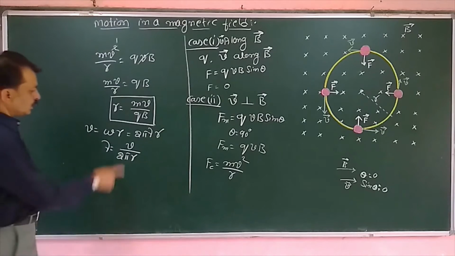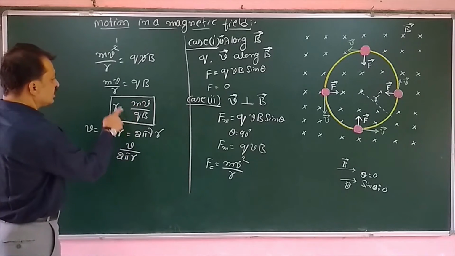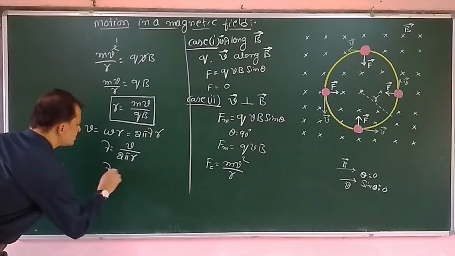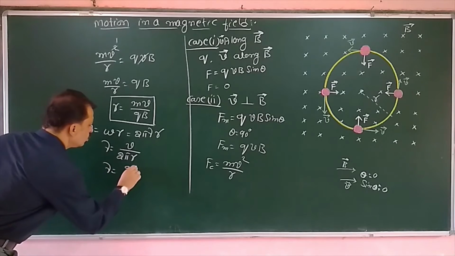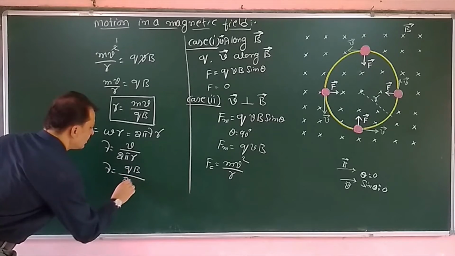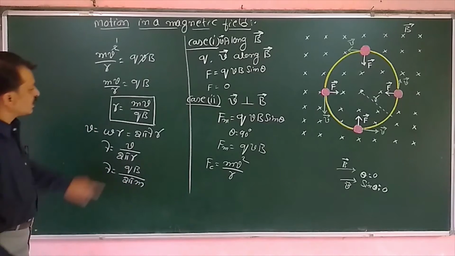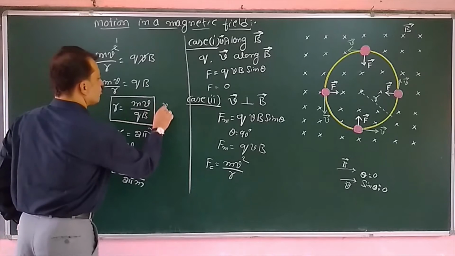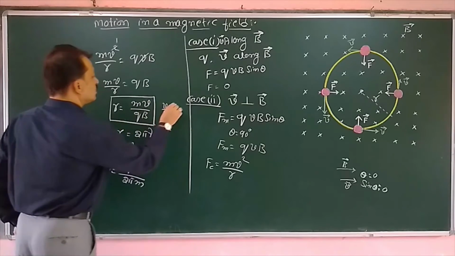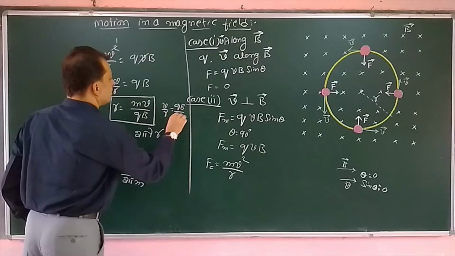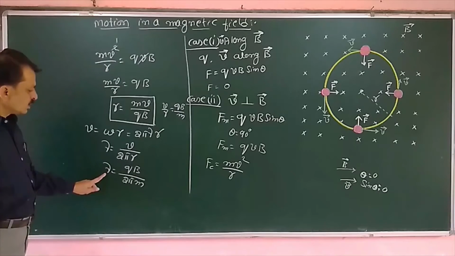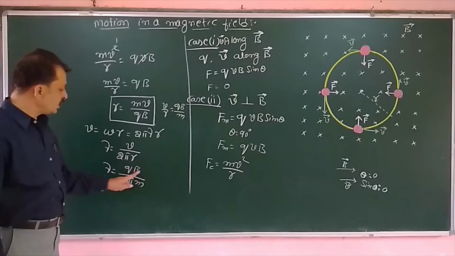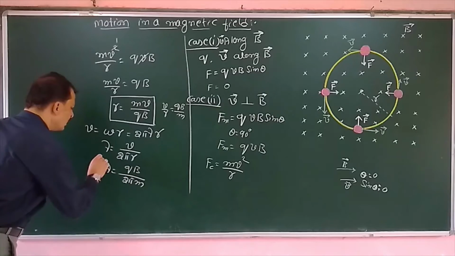Okay. Now what is V by R from this relation? V by R becomes QB by M. Therefore frequency is equal to QB divided by 2 pi M. Because from this relation V by R becomes QB divided by M. Therefore the frequency of revolution is equal to QB divided by 2 pi M.